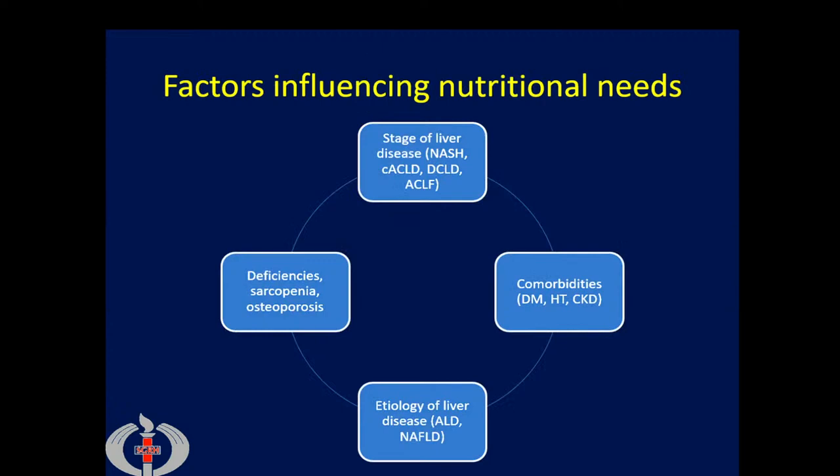The factors which influence nutritional needs in a liver disease patient will depend on the stage of liver disease, whether he is having just fibrosis, compensated cirrhosis, or decompensated cirrhosis. It will also depend on comorbidities, whether he has diabetes, hypertension, CKD, whether he has deficiencies like sarcopenia or osteoporosis, and what is the etiology of liver disease. All these factors will lead to deciding on the nutritional needs for the patient.